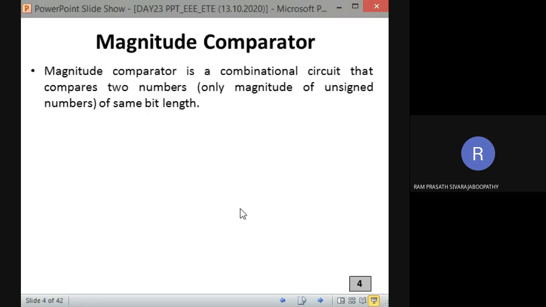The other condition is that each should be of the same length. Say for example, if I say data A is n bits, what about the size of B? Can you people type it in the chat?